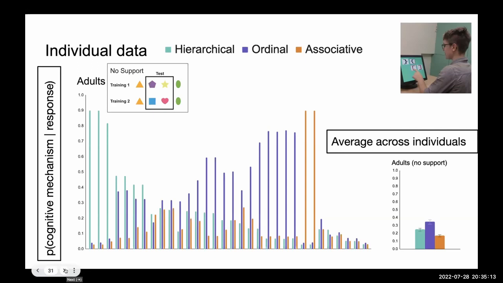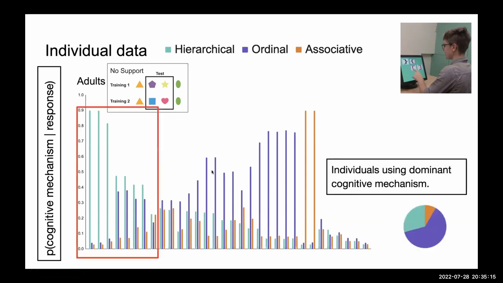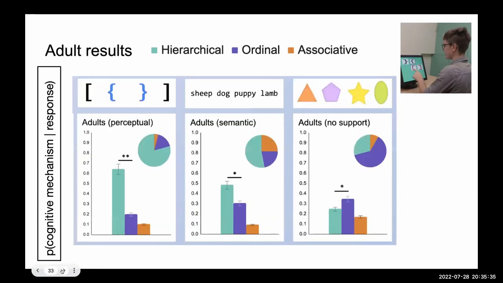Another graph which I will be showing you is the most dominant cognitive mechanism which people are using. For example, in this case, all of these folks over here are predominantly hierarchical reasoners. I will also be showing you these pie charts which show the most dominant cognitive mechanism used by each individual. So what do we see?